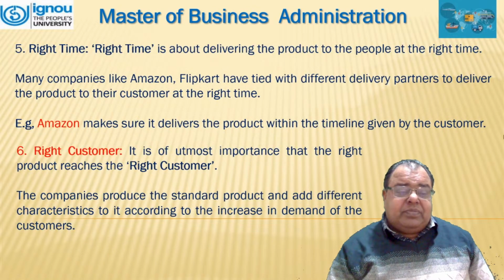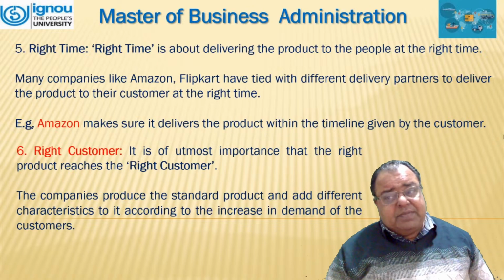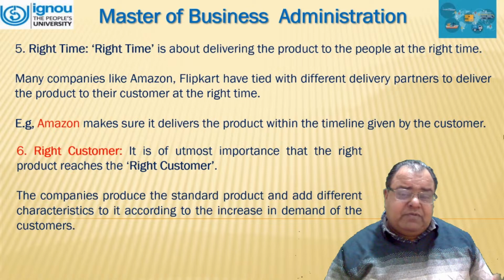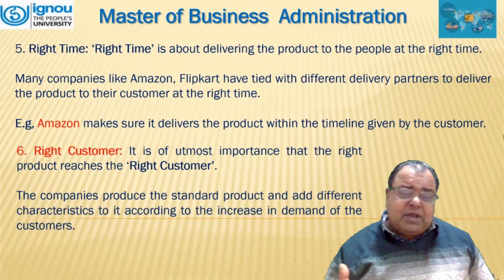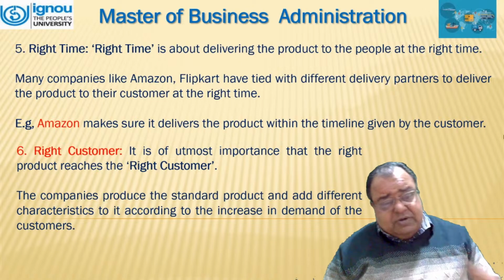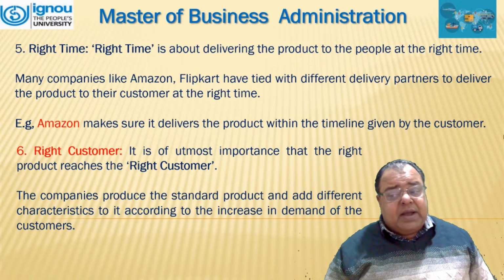Right time. Right time is about delivering the product to the people at the right time. Many companies like Amazon, Flipkart have tied up with different delivery partners to deliver the product to the customer at the right time. For example, Amazon makes sure it delivers the product within the timeline given by the customer.